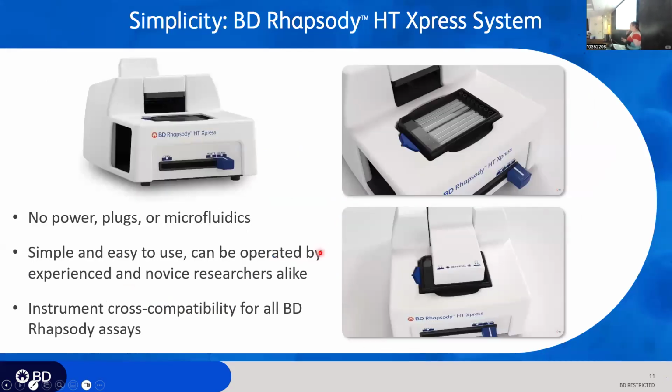So taking a closer look at the HT Express instrument, as I mentioned earlier, this instrument has no plugs or microfluidics. It's actually pretty small and easy to manipulate and move around. It only has two moving parts, this front slider here and this magnet up top. So it's super, super easy to use. It's easy to move as needed. So if anyone's working on something potentially infectious, you can put it in a biosafety cabinet very easily. And there's no risk of losing your sample due to clogging or wetting errors.